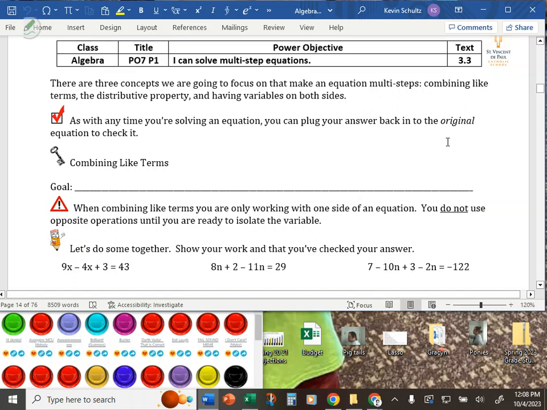We are covering multi-step equations, which really is just a grand review of PO61, which was combining like terms and the distributive property, and PO62, which is solving equations with variables on both sides. And all of this, the goal is to get a two-step equation, because two-step equations should be our comfort zone, right? PO6, that's all you did, was solve two-step equations.